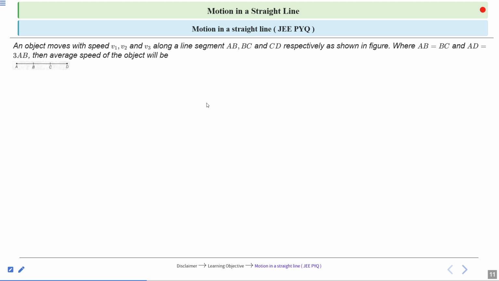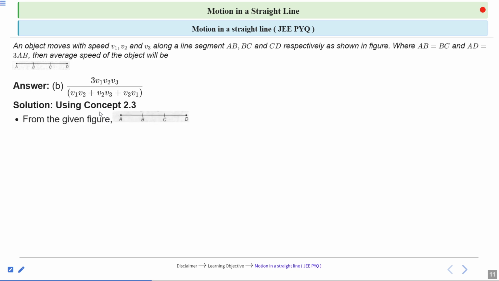So the correct option is B: 3v1 v2 v3 divided by v1 v2 plus v2 v3 plus v3 v1. Solution: we will solve this question using concept 2.3.